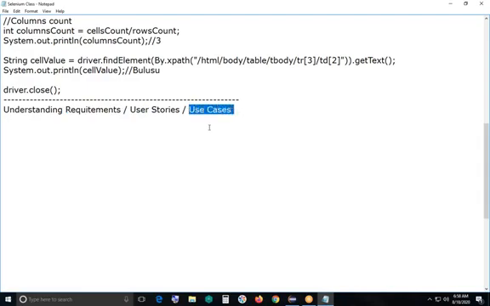Use case means business scenario: a transaction between an actor and system. Actor is a real user. Suppose an ATM machine. The actor inserts the ATM card. Then what is the system response? It asks for the PIN, not username and password. ATM PIN. That is the system response.